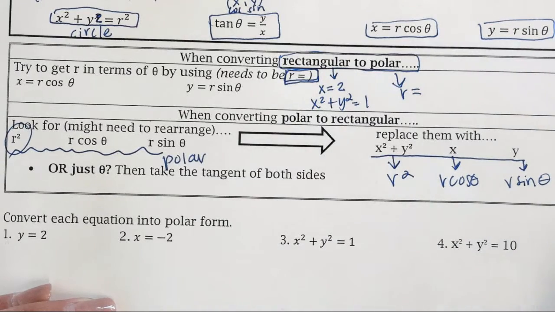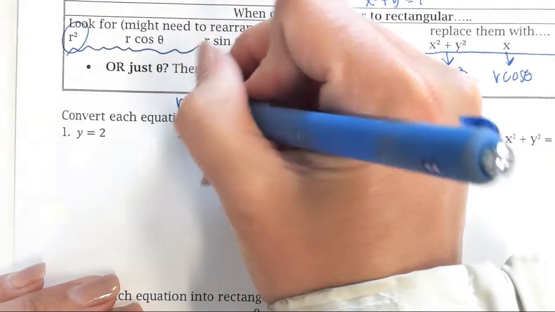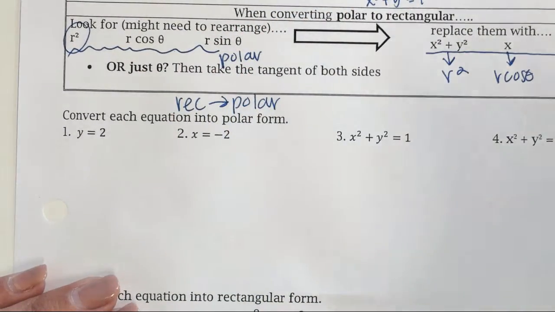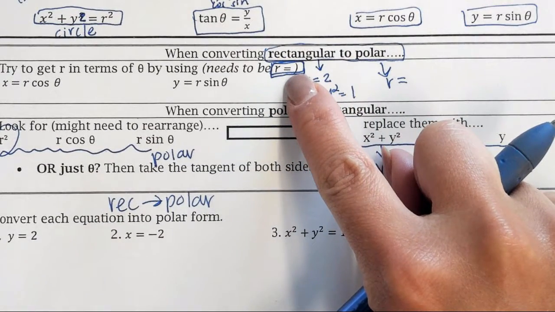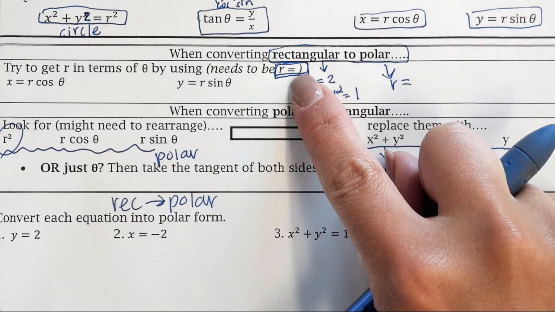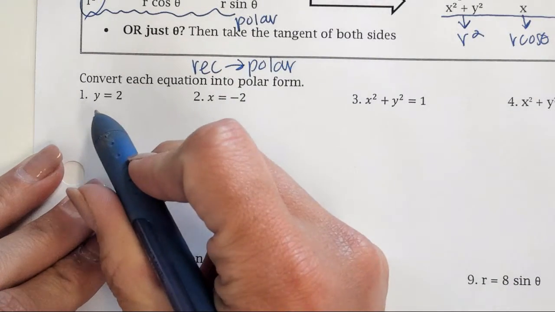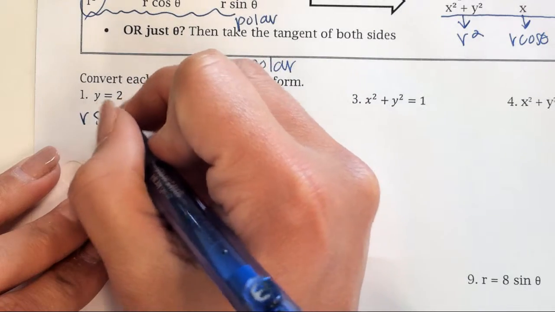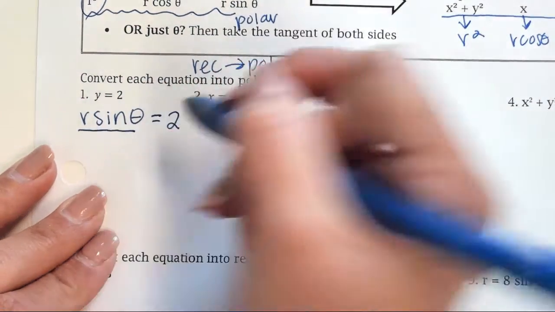So for these first ones, we are going from rectangular to polar. Remember, with rectangular to polar, we have to have the end of our equation look like what? r equals something. That's what it has to end up looking like. Okay, so let's use some of our formulas. We know that y is the same thing as what? r sine theta. Good, so I'm replacing y with r sine theta.